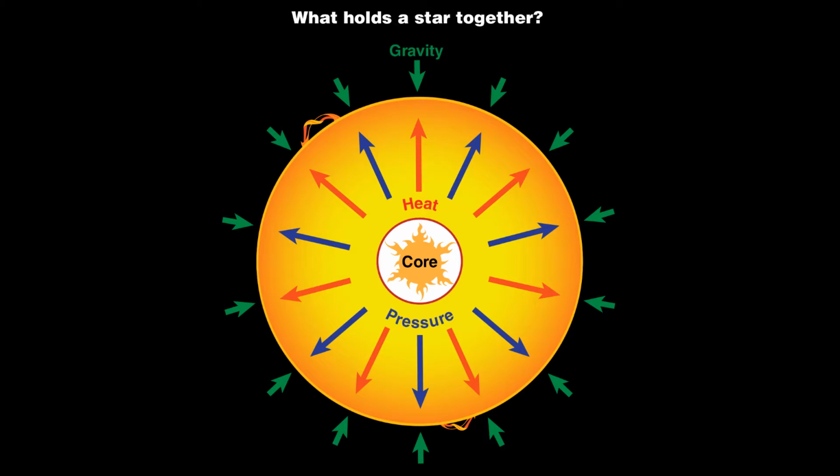So the star's gravity tries to squeeze it into a very tight ball, but then nuclear fusion keeps it from being squeezed tight. So both forces are acting against each other, and that's why it is balanced, and that's why you have a star.